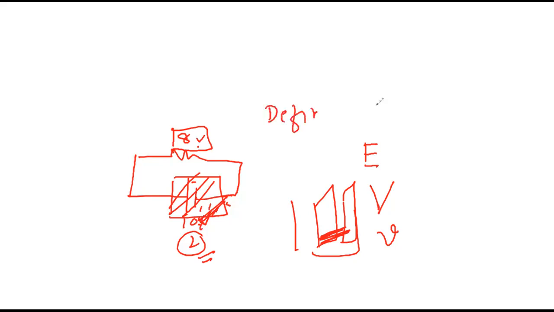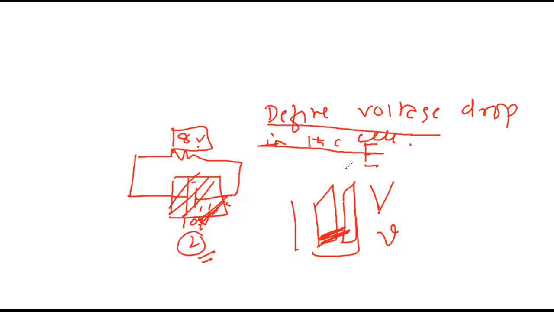Right, define voltage drop in the cell. The amount of work done to move unit positive charge through the electrolyte is called the voltage drop in the cell.